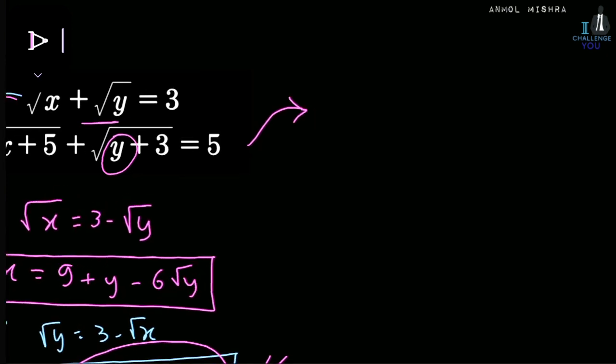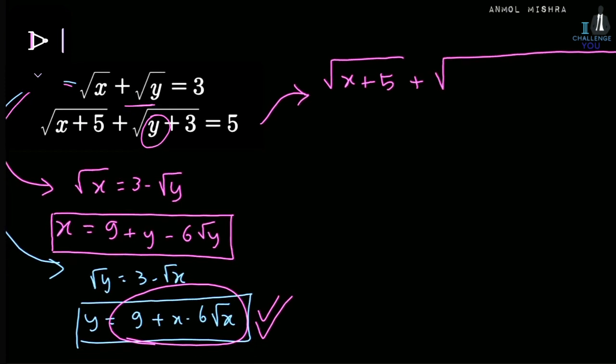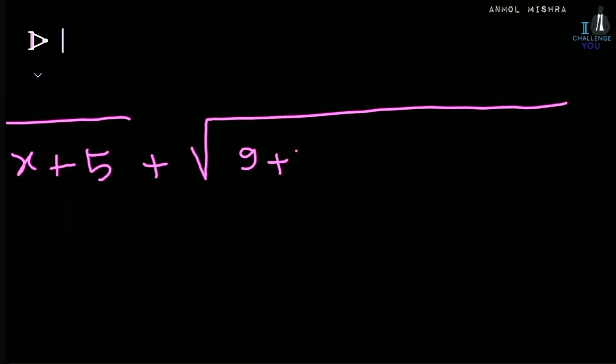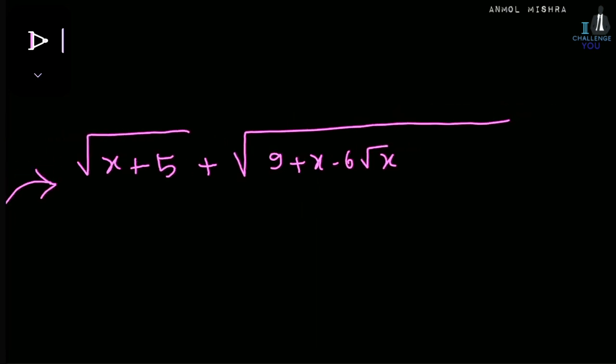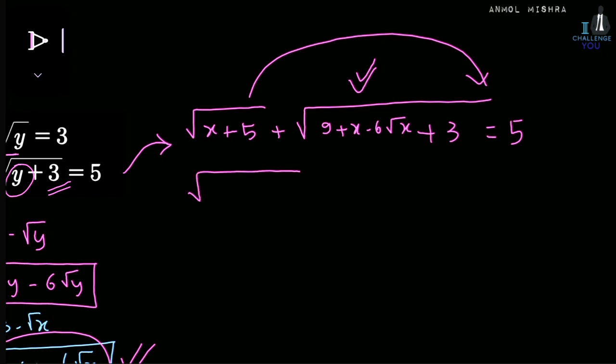So let's see. The first term, x plus y, as it is. Now plus root of y plus 3. The value of y from this equation is 9 plus x minus 6 root x. So I will write 9 plus x minus 6 root x, and from here plus 3, and that is equal to 5. Now we will keep this over here and shift this on that side. So root of 9 plus 3, we can see 12 plus x minus 6 root x, is equal to 5 minus root of x plus 5.